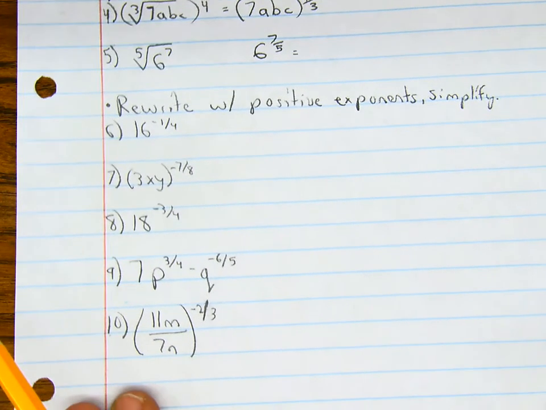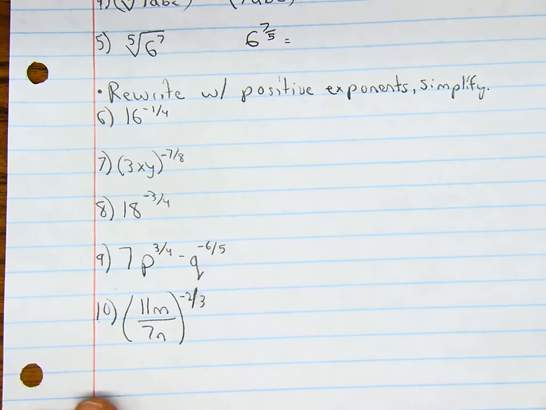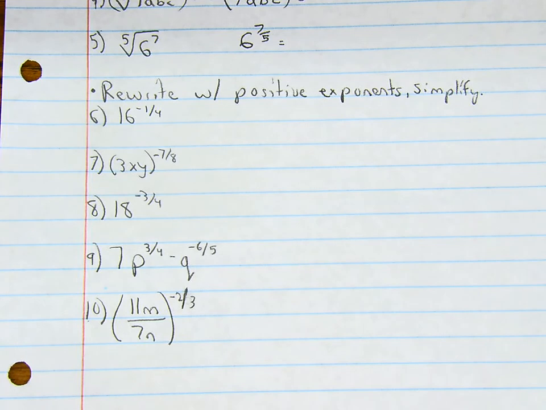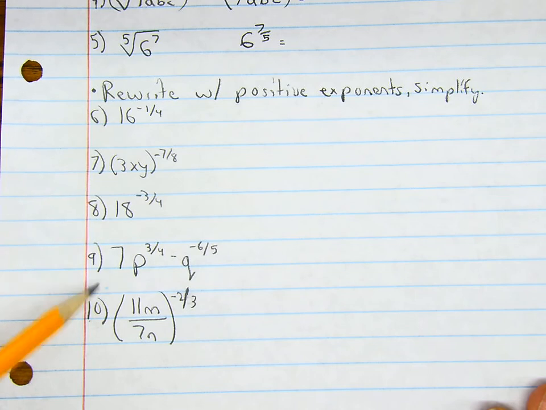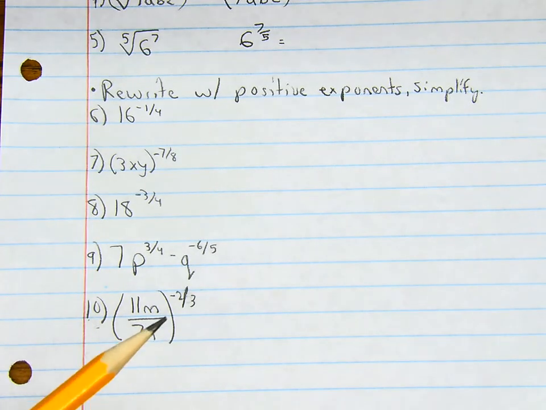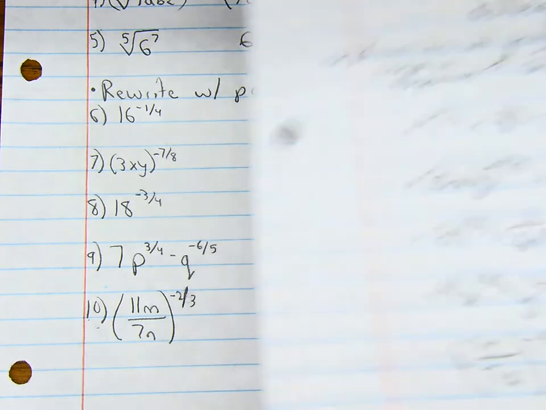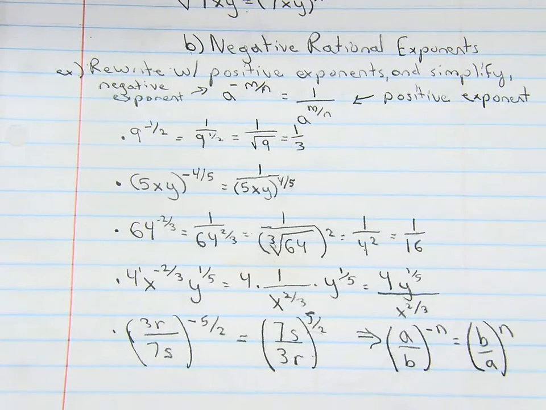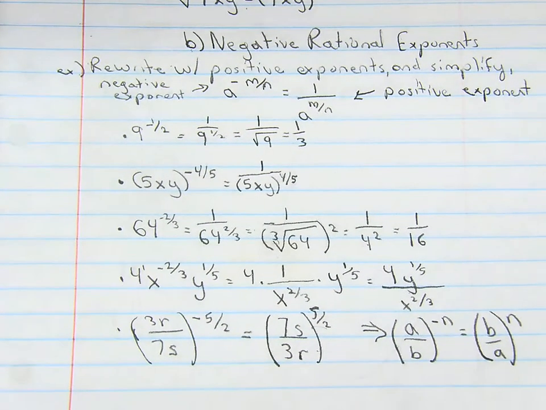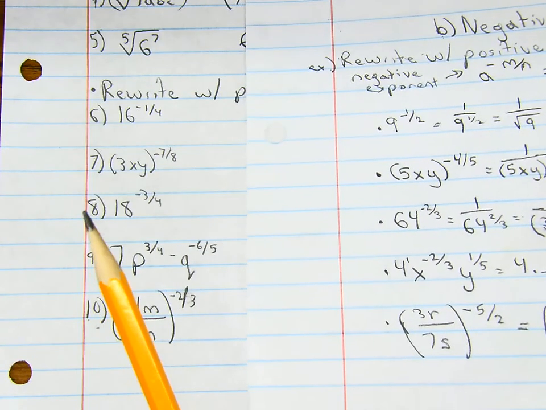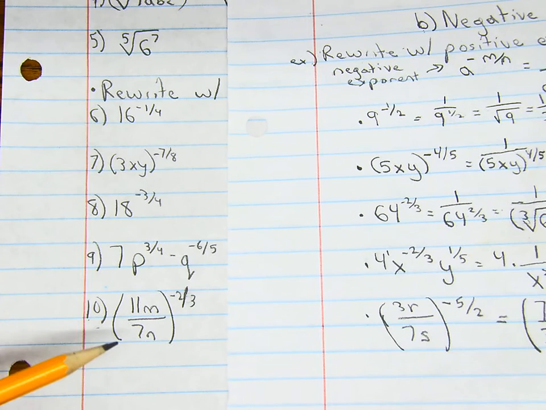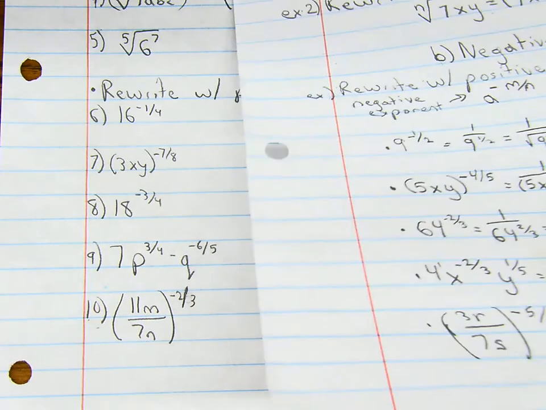So last but not least is rewriting with positive exponents and simplifying when possible. So you're going to want to write these down, pause the video, copy them all down, work them all out, and then play the video. Please remember that hopefully you have your notes. If not, you can pause the video now and copy down the notes from the previous video as to what is happening when we work through these different problems. So take this information and apply it here.